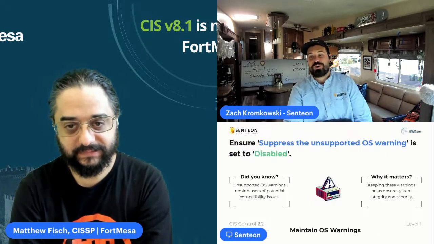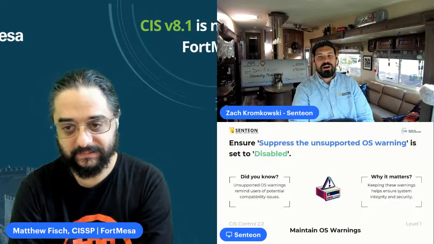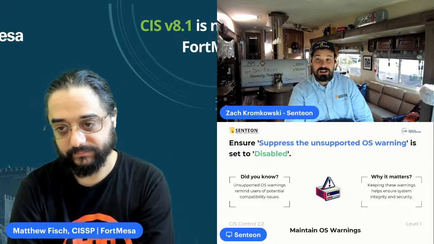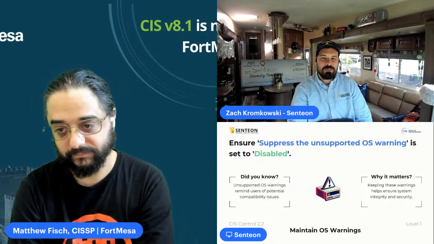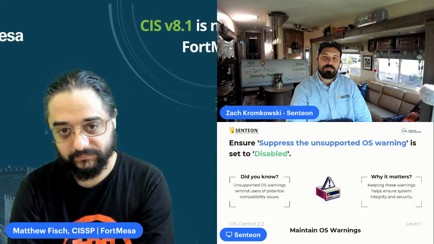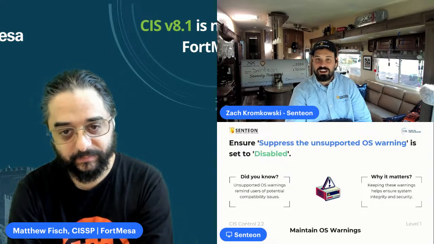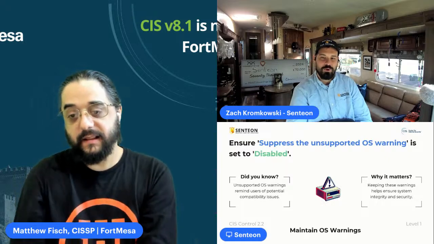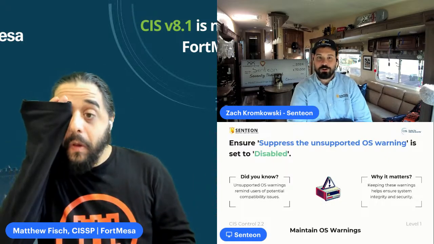So "suppress the unsupported OS warning" is set to disabled. I feel like whenever there's a warning or an alert, we probably shouldn't be hiding it, as CIS has this set to disabled, saying, please acknowledge this. Please let the user know that this is happening. Why is this important to acknowledge and actually have the alert pop up?